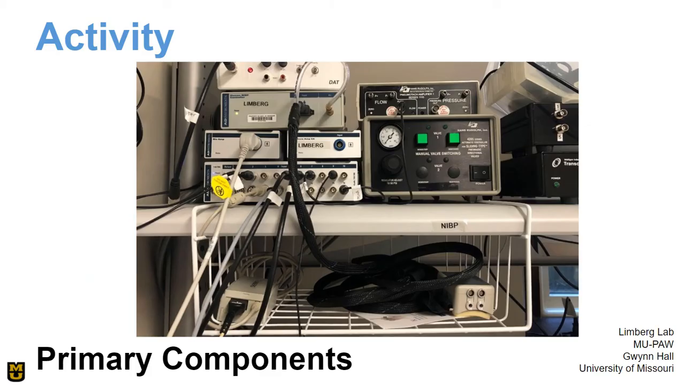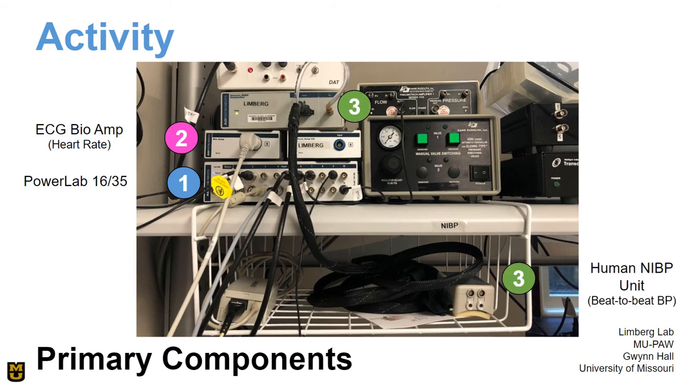So what equipment do you need, or primary components, to measure activity of the autonomic nervous system in human research participants? We have a PowerLab, and we have a 16-channel because there's tons of stuff we're measuring: heart rate, blood pressure, breathing, oxygen levels, sympathetic activity. Then we have the ECG BioAmp so that we can measure heart rate, or ECG. Then I have the older non-invasive blood pressure system, but here we have the Human NIBP blood pressure unit, so we can get beat-to-beat blood pressures.